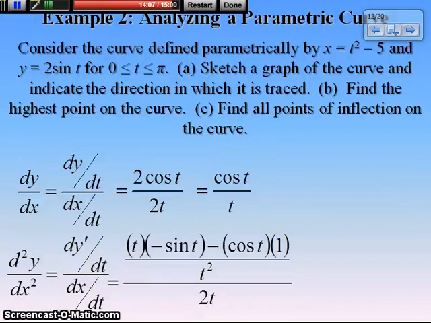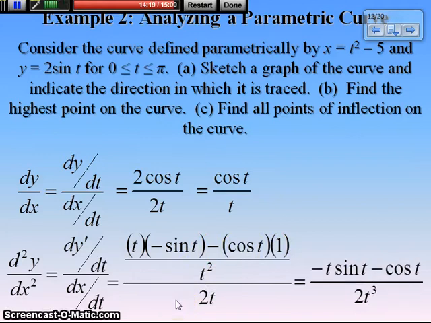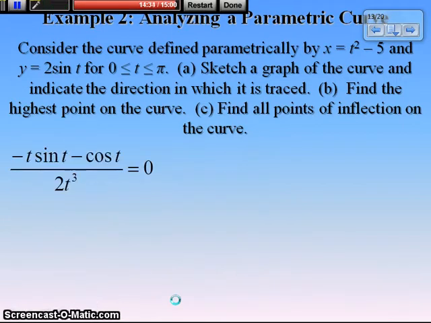Now, let's see what we can do to simplify this. Of course, this would be negative t sine t. That would become minus cosine t, and all of this would become 2t cubed, like so. Now, this is our second derivative. Remember, inflection points are where concavity changes, and that's where the second derivative is 0. So I need to set this equal to 0. In setting it equal to 0, I know that the bottom does nothing. It's simply gone, because 0 on top is what gives me 0.